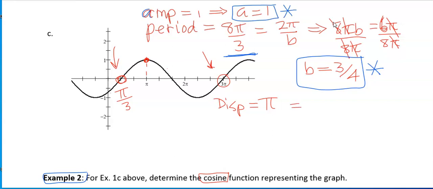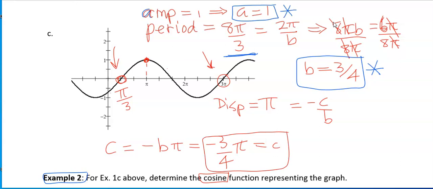Now, we're going to set that displacement equal to negative C over B. Or if you wanted to, remember now, you could just use the formula C is equal to negative B times your displacement, which in our case is pi. You just go ahead and use that if you want. So that's negative 3 over 4, since B is 3 over 4. Displacement is pi. Well, look at that. Huh. There's nothing to multiply. There's nothing that reduces. That's your C. That is your C. And it's different than it was for the sine graph, wasn't it? Remember, the C for the sine graph was minus pi over 4. Well, now C is minus 3 pi over 4.